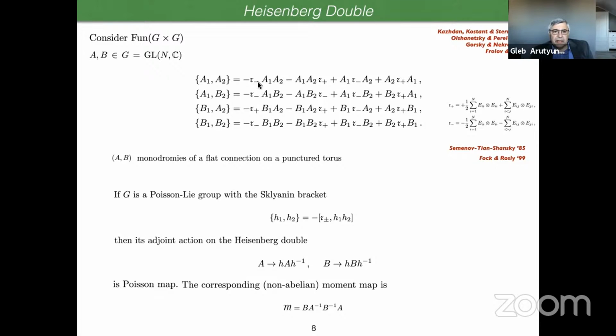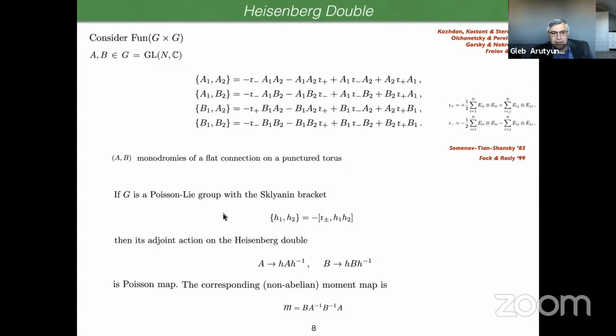In order to formulate the corresponding Poisson structure, we need to consider the algebra of functions on the group G cross G, where G is GL_N(C). I will pick two matrices A and B belonging to this group, and the Poisson brackets between their entries, defining the Poisson structure of the double, are given by these explicit formulas, which are written with the help of two R matrices, R plus and R minus, satisfying the classical Yang-Baxter equations. From the point of view of a moduli space of flat connections, these matrices A and B can be regarded as monodromies of flat connections on a punctured torus.